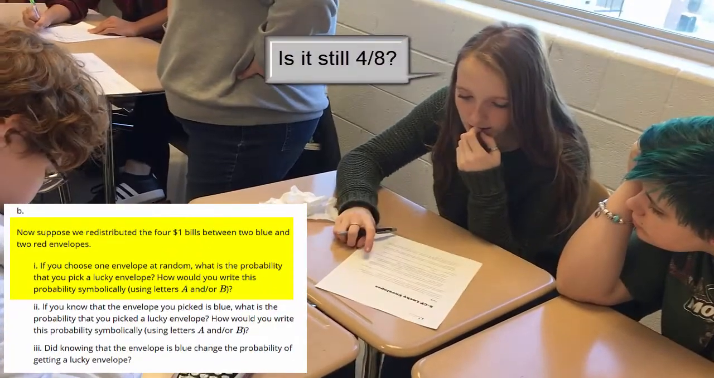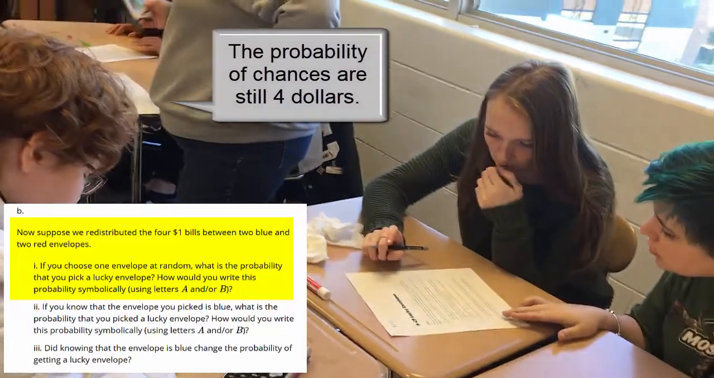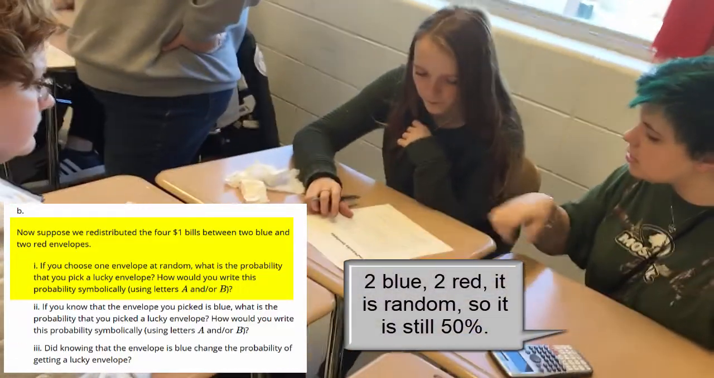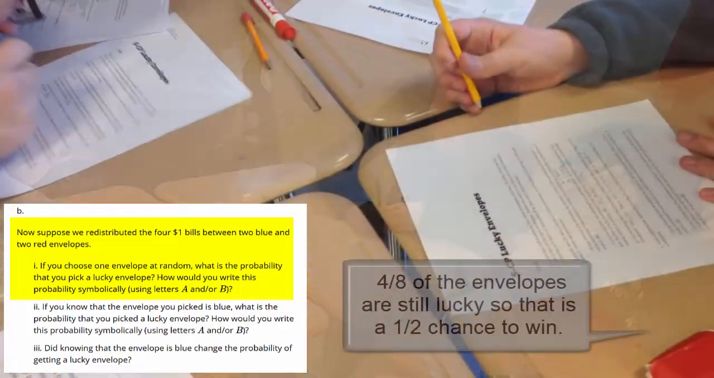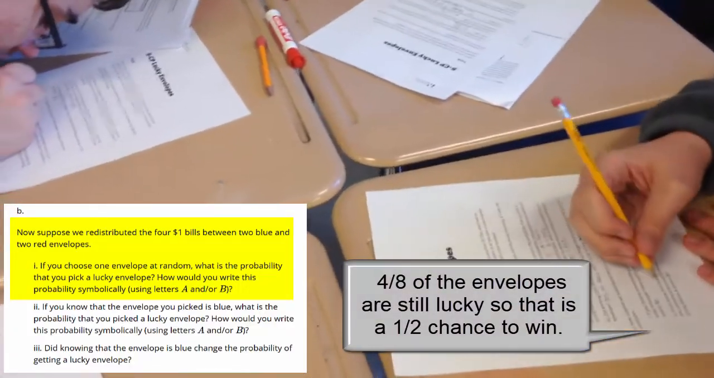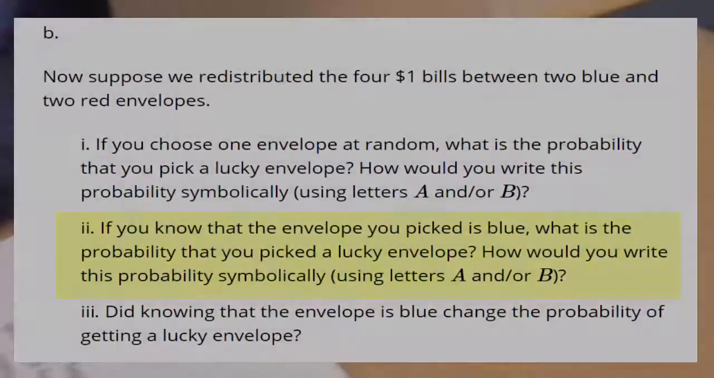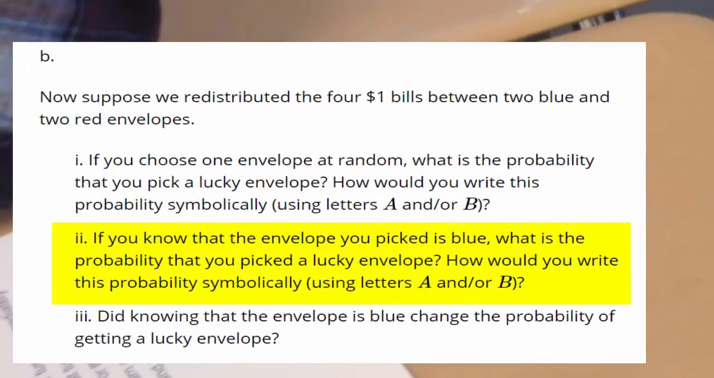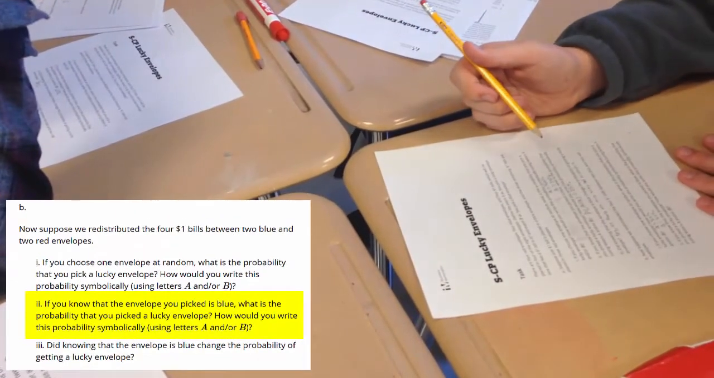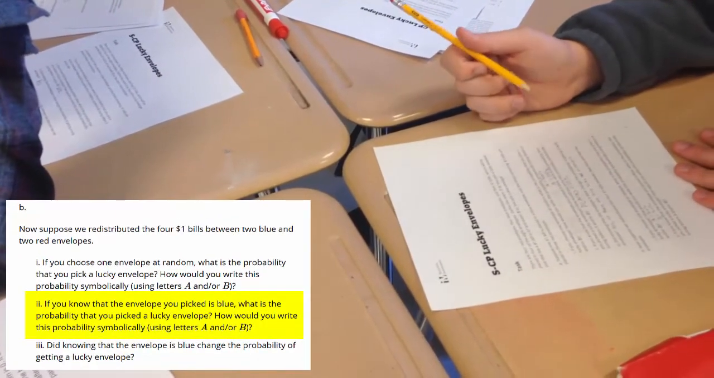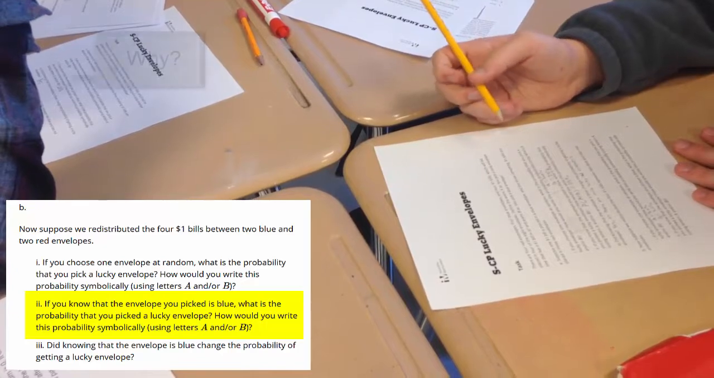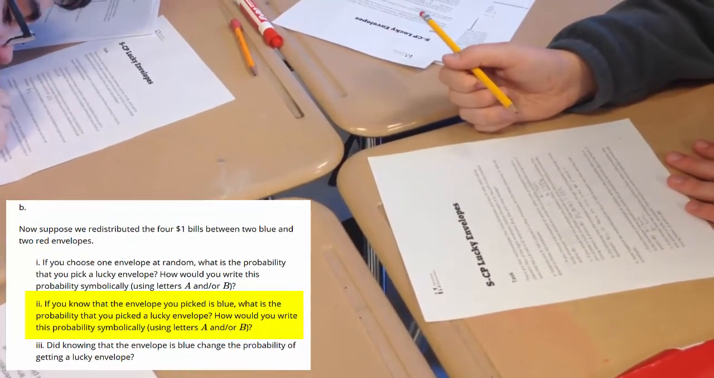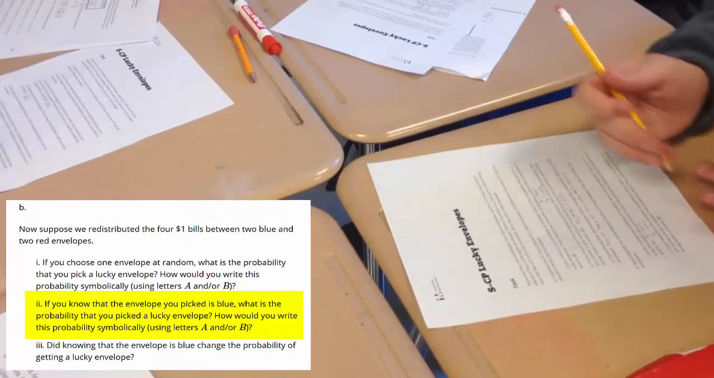Is it still the probability of A? Yeah, the probability changes, it's still 4, 2 blue and 2 red. At random, yes, it would be 50%. And if 4/8 of the envelopes is still lucky, that's a 1/2 chance as well. So the probability of A given B would give you a 50% chance as well, because for a blue envelope, you still have a 50% success rate.